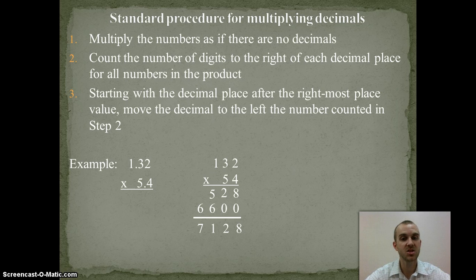Now I have to pay attention to my decimal place. And if I look, I have 1, 2, 3 values that are all to the right of decimal places from my product. So I put my decimal place, and I'm going to move it 3 places to the left. 1, 2, 3. So my final solution would be 7 and 128 thousandths.